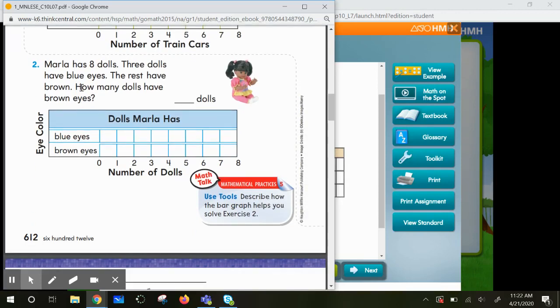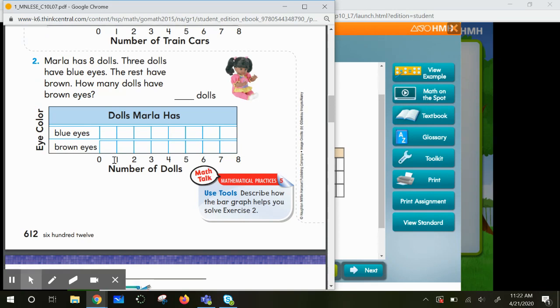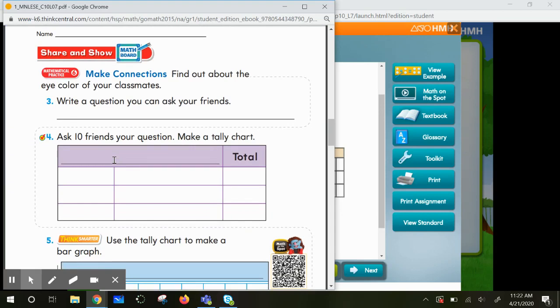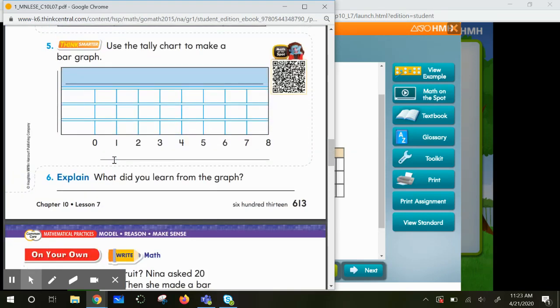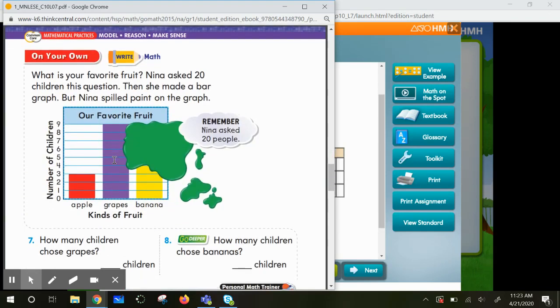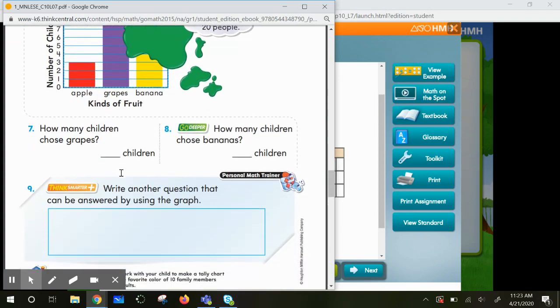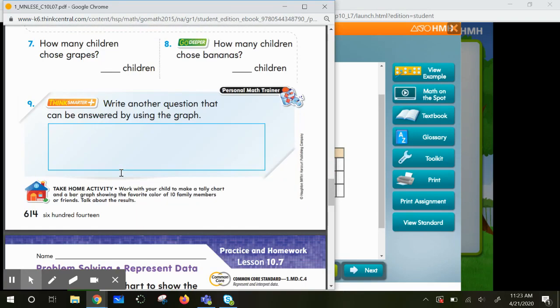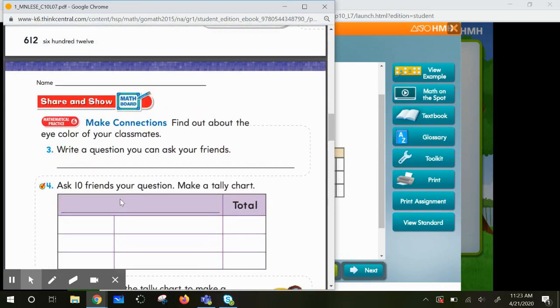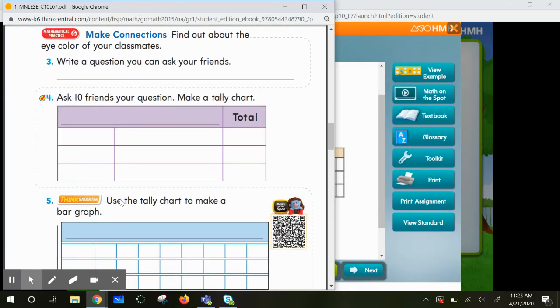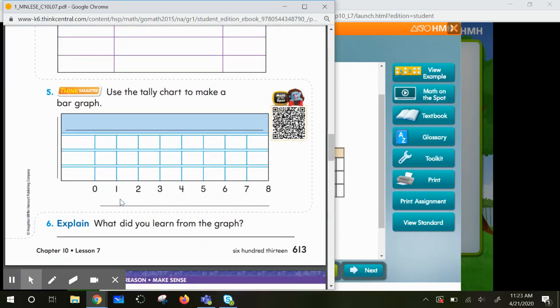Marla has 8 dolls. 3 dolls have blue eyes. The rest have brown eyes. How many dolls have brown eyes? So what I would like you to do is come over to page 614. You can skip 613 unless you would like to challenge yourself to do that.